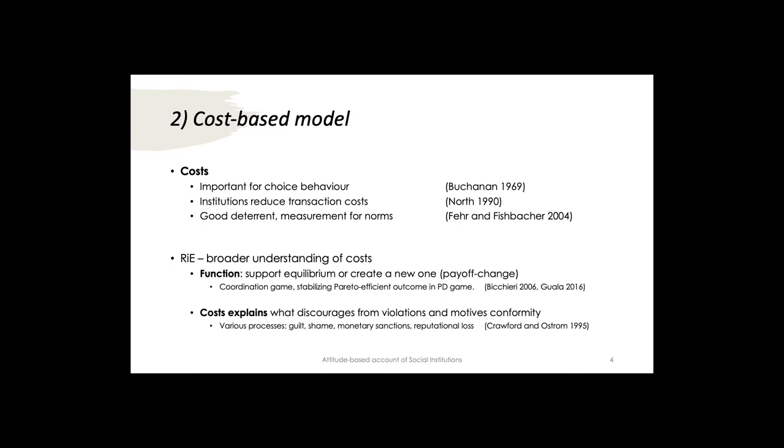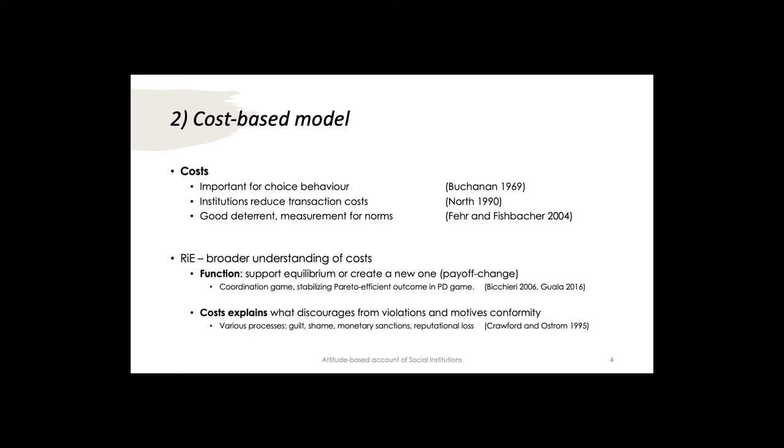Alternatively, in psychology and behavioral sciences, researchers understand that costs induced by sanctions are a good deterrent and could be used as an instrument for measuring social norms. However, the novelty in the rules-in-equilibrium framework is based on a broader understanding of costs. The main function of the cost is to support a specific equilibrium in the game, or even create a new equilibrium, for instance, by changing payoff structure when a Pareto efficient outcome is unstable.